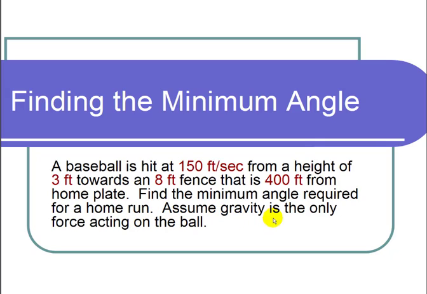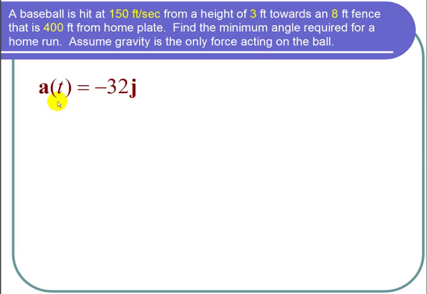Assume gravity is the only force acting on the ball. So since gravity is the only force on the ball, that means the acceleration of gravity is the total acceleration. And the acceleration of gravity is negative 32 j. j is the up direction, so negative 32 means downwards. And I'm going to let i be the direction from home plate to the fence.